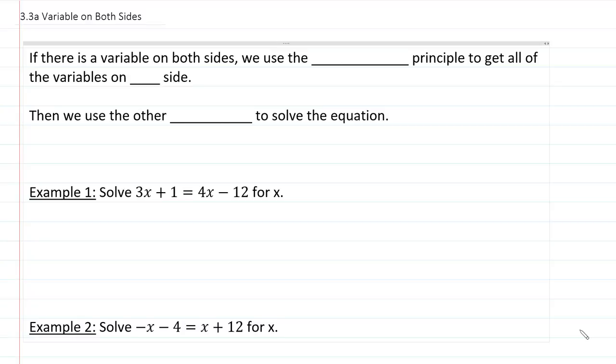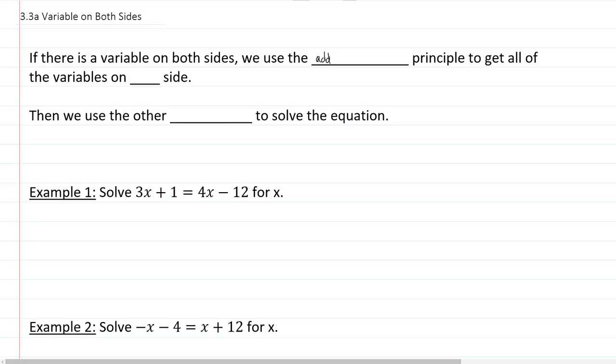3.3a, variable on both sides. If there is a variable on both sides of an equation, we use the addition or subtraction principle to get all of the variables on one side. Doesn't matter which side, either side, whichever is easier.